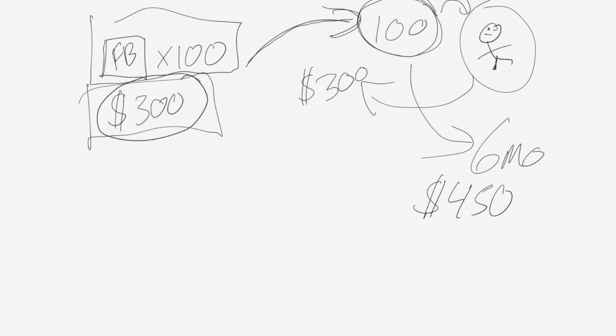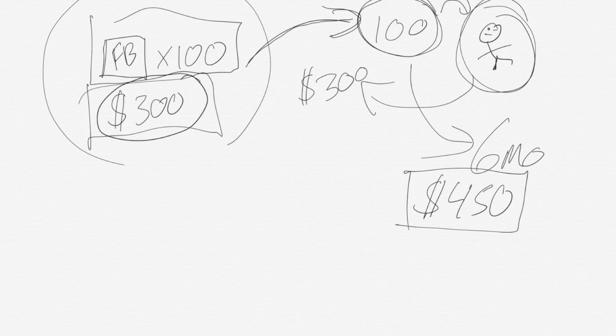Now, in 6 months, if the stock goes to $450, this person will buy the shares for $300 a share, and you'll basically lose your shares at $300 each. However, you get to keep his premium. So you made $300 still in that trade, but you lost on that upside of $150 a share.